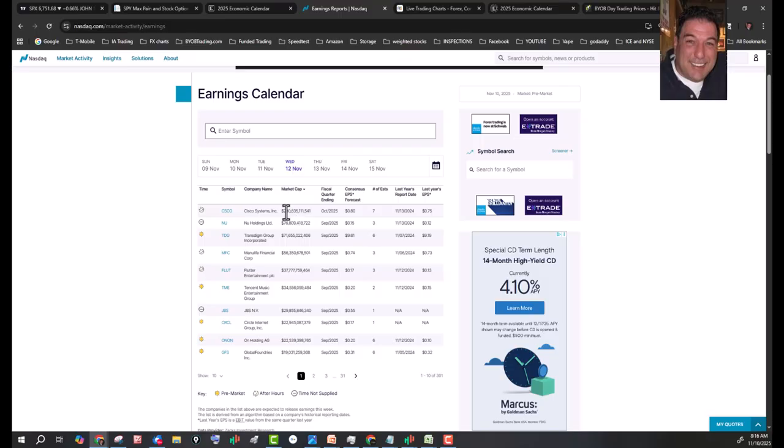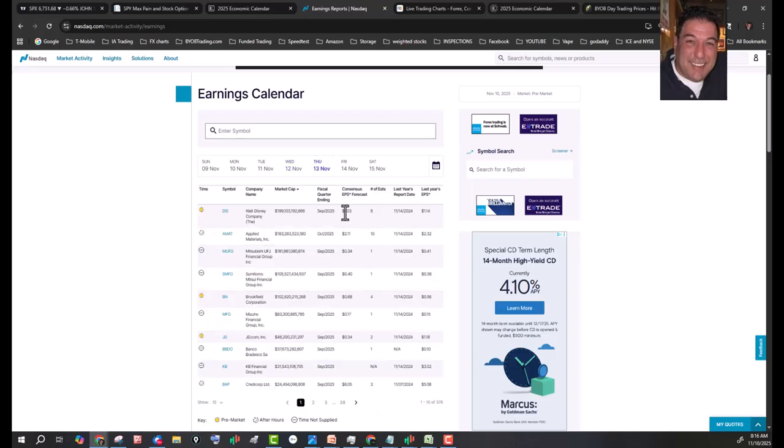Cisco's going to report in the evening, 280 billion. That'll help out the sector. Not really market moving. They used to be market moving, but not anymore. 199 billion on Thursday. Walt Disney Corporation's going to report in the morning. Applied Materials, 183 billion, in the evening. Mitsubishi, they're going to try to report.